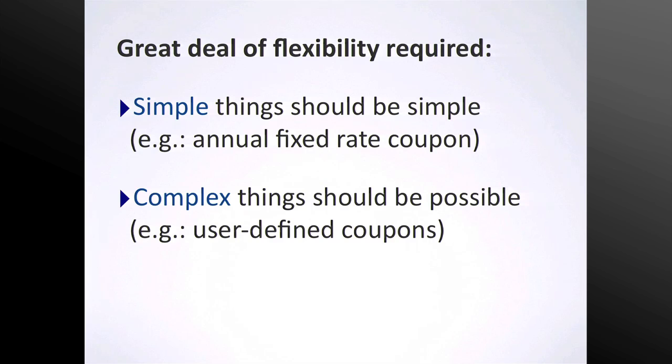There's a great deal of flexibility required. Why? There are many, many different financial contracts, and there can be very simple things. For example, an annual fixed rate bond is a really simple instrument. And there can be very complex instruments. For example, inflation, FX linked, interest rate, commodity, equity, all kinds of linked instruments, highly structured with auto call features, with call put features, everything you can imagine. And if you want to make a good piece of software, the software should be as flexible as the input should be. This means simple things should be simple and complex things should be possible.